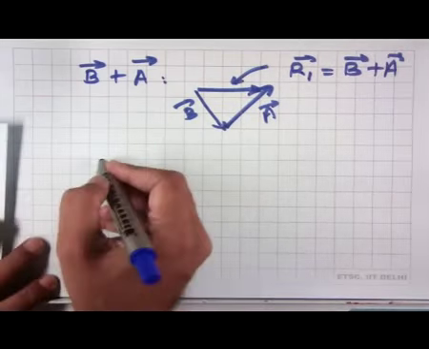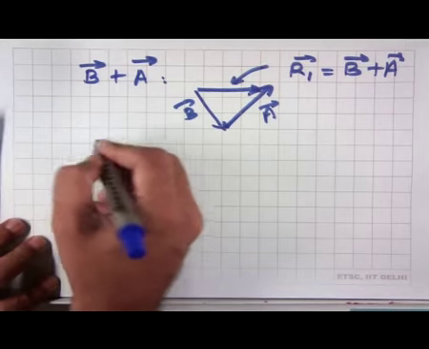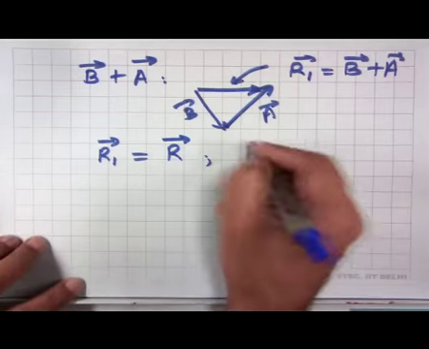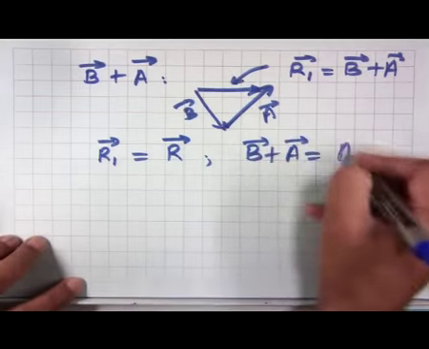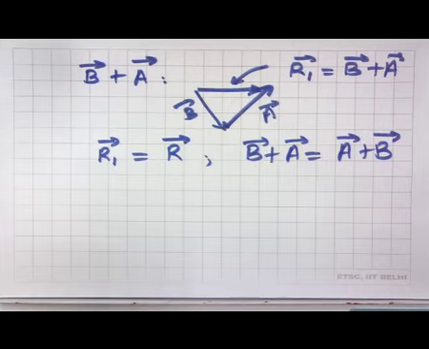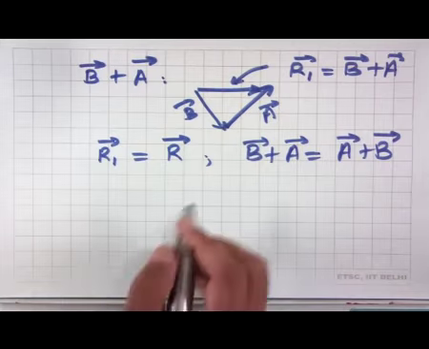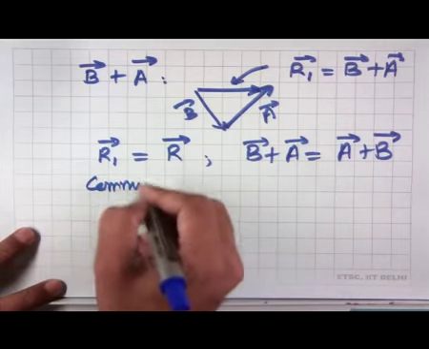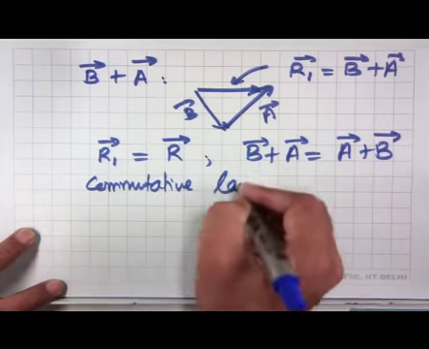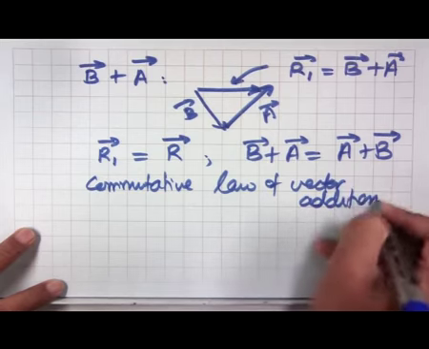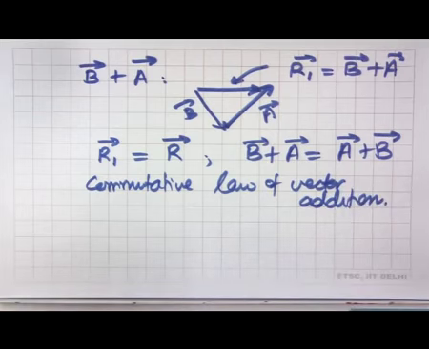Now, what we realize is that vector R1 is nothing but the same as vector R, that is B plus A is equal to A plus B, and this is what we call the commutative law of vector addition. We see this happening with scalars also, that the sum of A plus B is equal to the sum of B plus A.